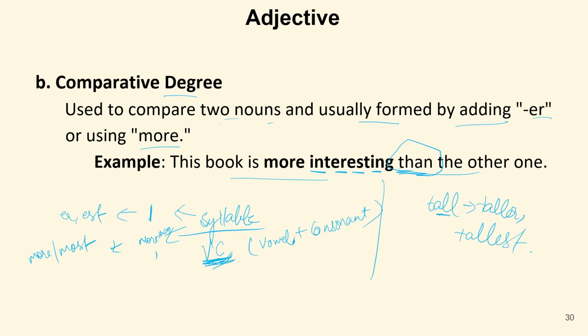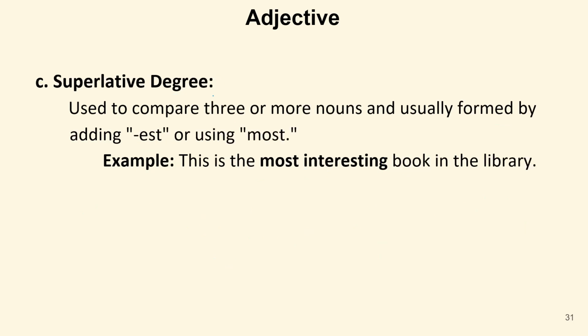So let's discuss another. Superlative degree is used to compare three or more nouns and is usually formed by adding est or using most. We can say when we compare one to all, that is called superlative degree of adjective. This is the most interesting book in the library. It means out of all the books, this is the only one which is most interesting. This is the most interesting of all. So this is called superlative degree of adjective. Also with most we use the.